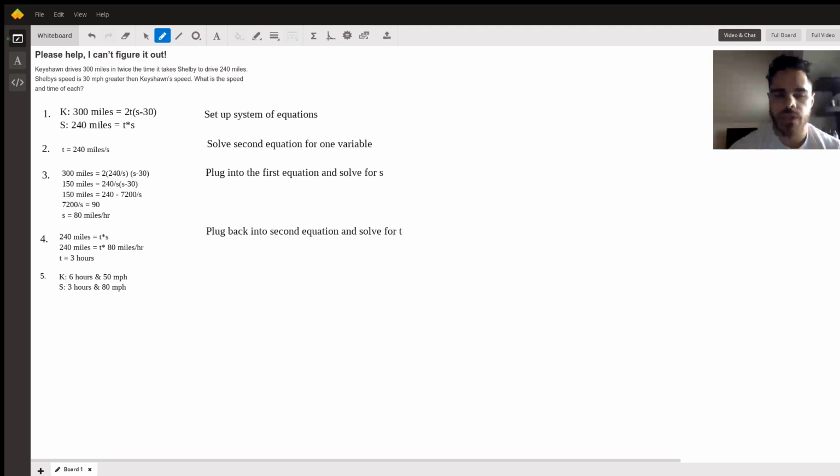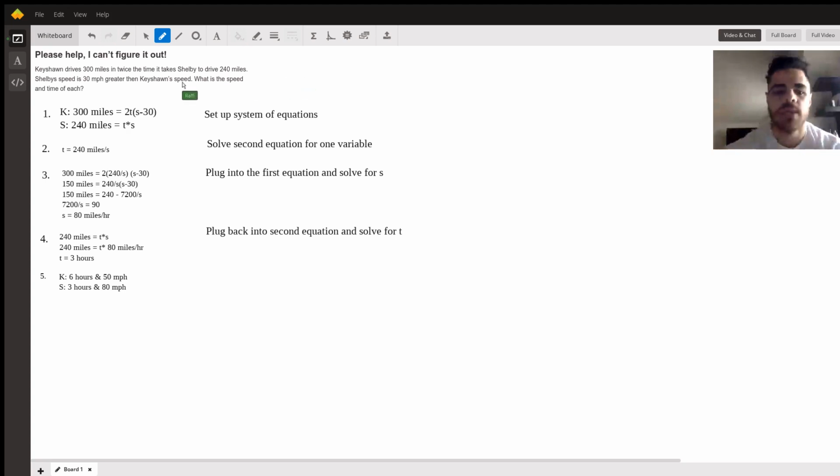So in order to solve this, you can set up a system of two equations. And the reason you know to do this is because it's mentioning Keyshawn's and Shelby's speed and time relative to each other. So given the information they have, we know that distance equals rate times time.